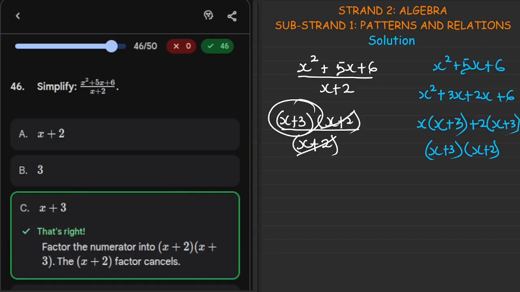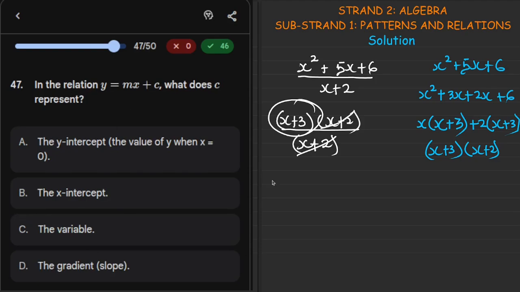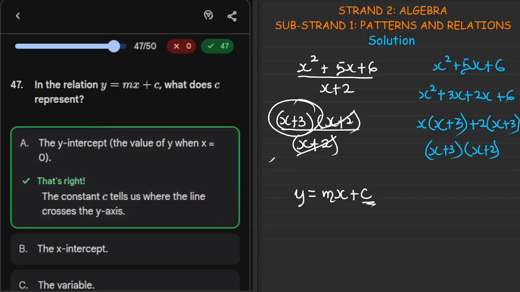Question number 47. In the relation y equals mx plus c, what does c represent? So this is an equation of a line. m usually represents the gradient of the line, and then the c represents the y-intercept. The y-intercept. So over here we have a, which is the y-intercept. So the y-intercept is usually the value of y when x is equal to 0.